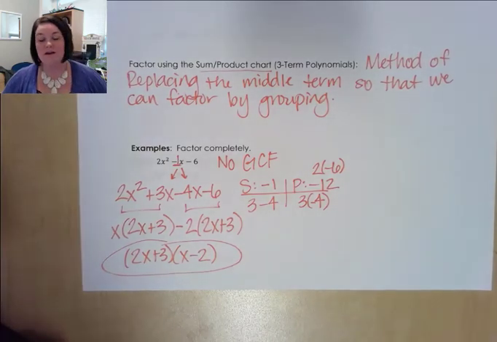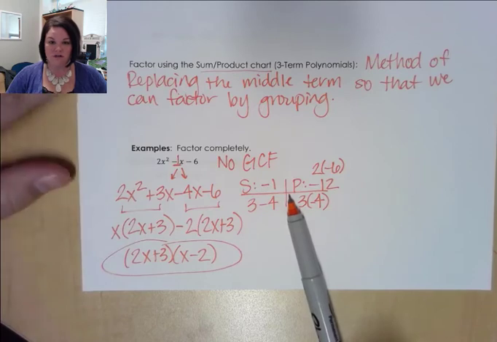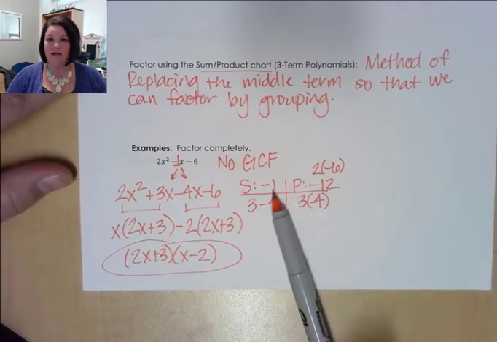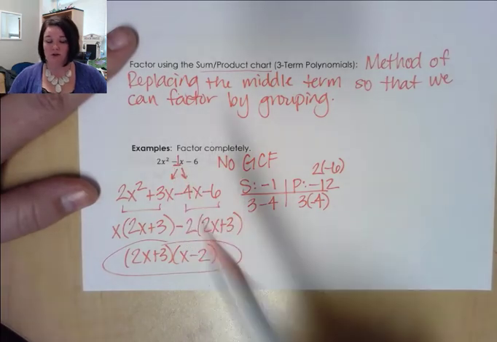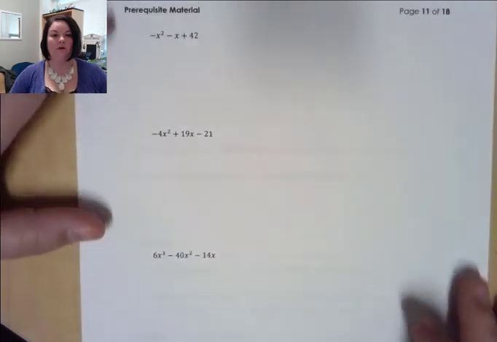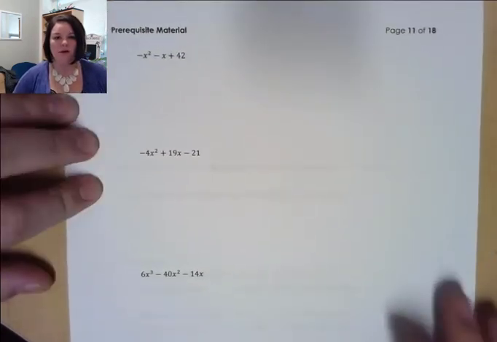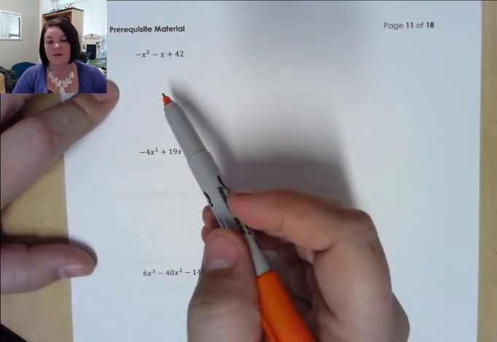Okay? All right, let's look at a few more, same idea, just using this chart to find the product and sum of two numbers that I can replace this middle term with. Okay? So, next example. All right. So here, same thing. First, look for greatest common factor.